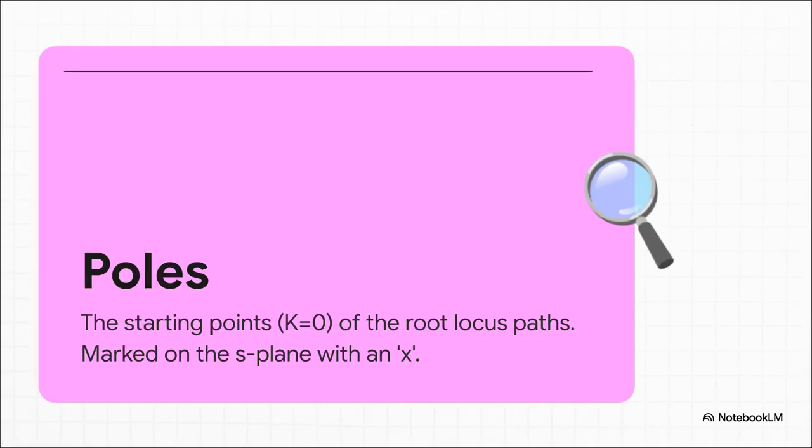So we plot our map on what's called the S-plane, and on this plane, poles are the starting points for our journey. They represent the natural built-in dynamics of the system when our gain, K, is turned all the way down to 0. You can think of them as the system's default settings. We always mark them with an X.